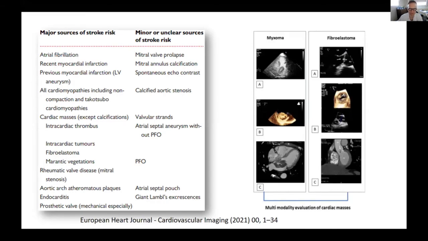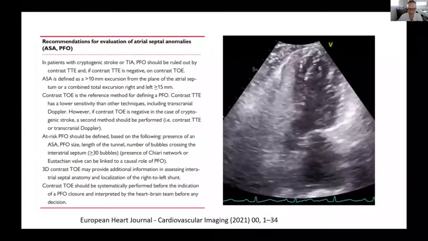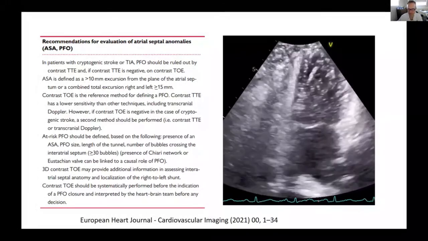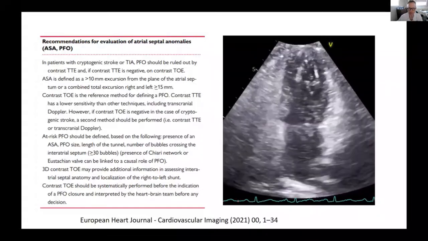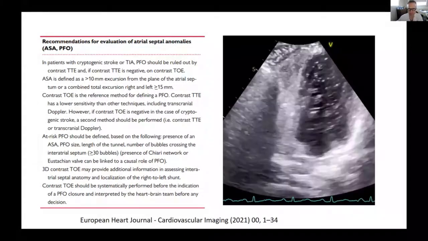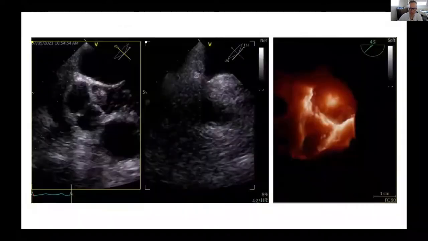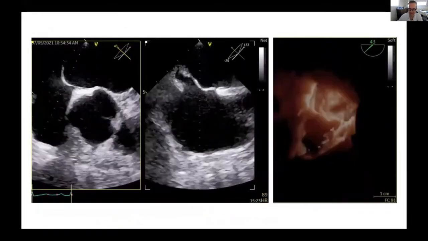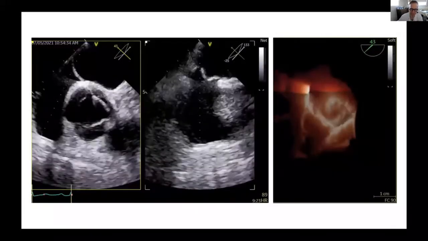And for that, I think that it is quite interesting to look at LA strain. I will try to convince you. Of course, before you look at the LA strain, you have to check many other things. For instance, the presence or not of a PFO associated or not with an atrial septal aneurysm. These are things that you are already doing in your clinical practice, and it's very important when you have a young patient who had a stroke.